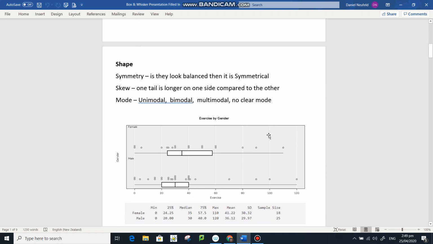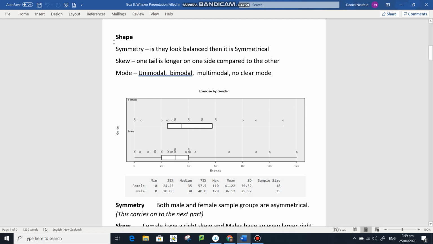Okay? So when we looked at symmetry, shape was the first category. We're looking at symmetry. We're looking if it's balanced or if it's symmetrical. If there's a skew, again, we're comparing one side to the other. For example, this is a right skew because this whisker is longer than that whisker. And then we're looking at the mode, kind of how many humps do you see or major values. Okay, those are the technical terms. One mode, bimodal two, multimodal more than two, or if we don't see a clear mode.